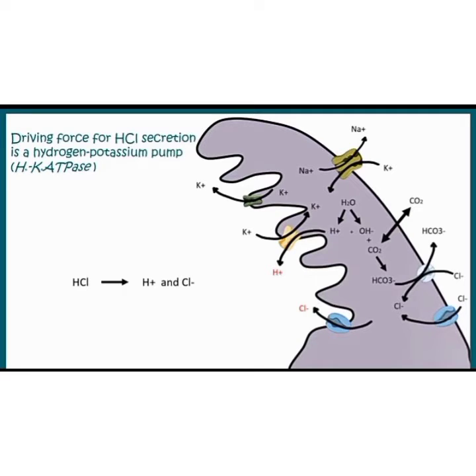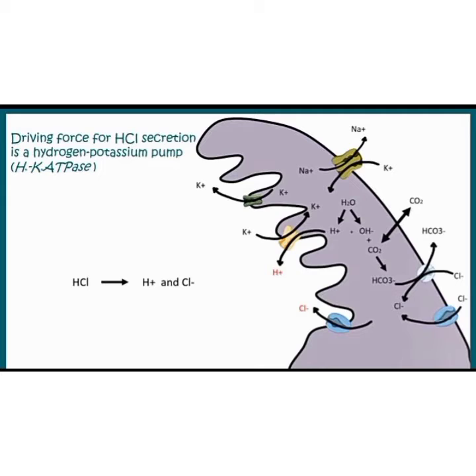We have discussed that parietal cells form HCl, but how? The main pump responsible for the production of HCl is the hydrogen potassium pump. First of all, the potassium is moving into the cell and the hydrogen is moving out of the cell. From where does this hydrogen ion come? This hydrogen ion is formed by the splitting of water in the cell. The water splits into hydrogen and hydroxide ion, and this hydrogen comes from this water breakdown.